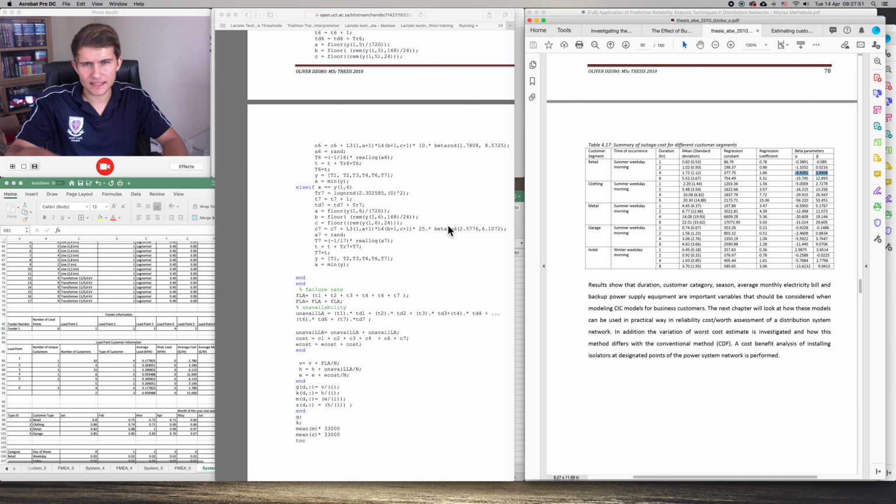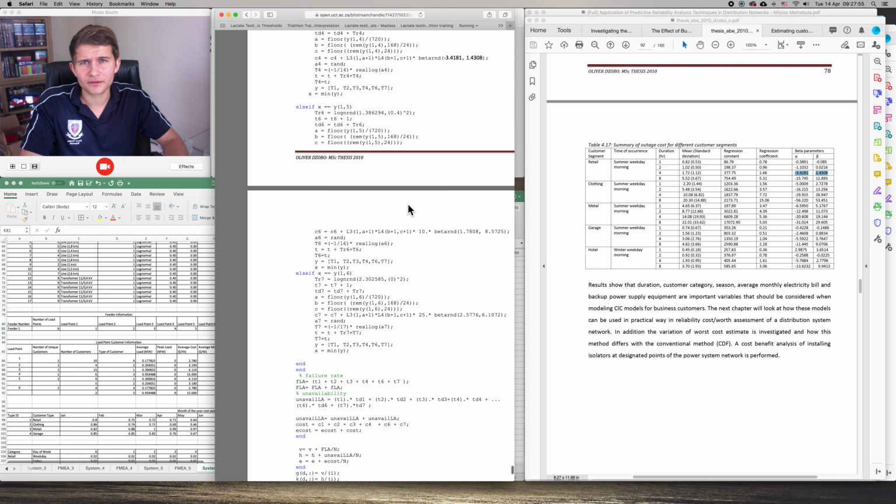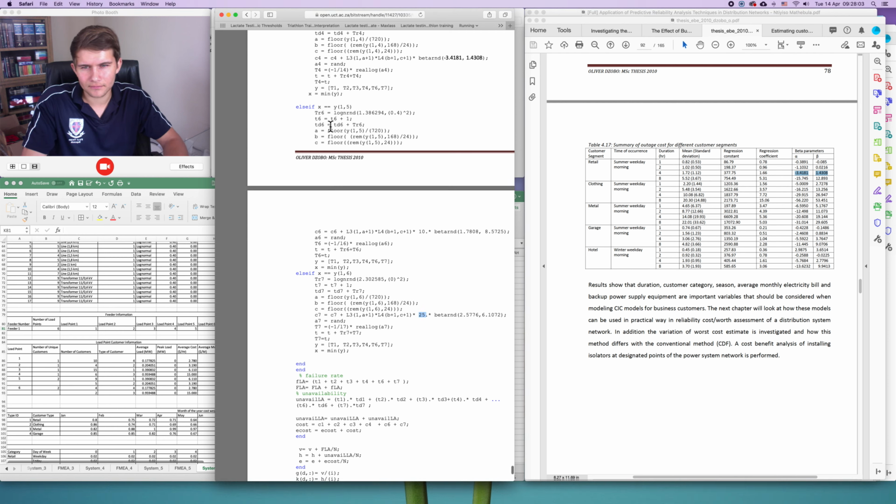And then he had the same thing here, and then all of a sudden with these two papers, he just included a 25 and a 10 up over here. So I'm assuming those are his scaling factors, but I'm not too sure why these are for these two particular sections.